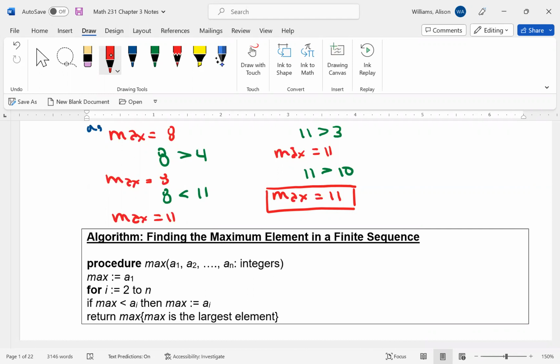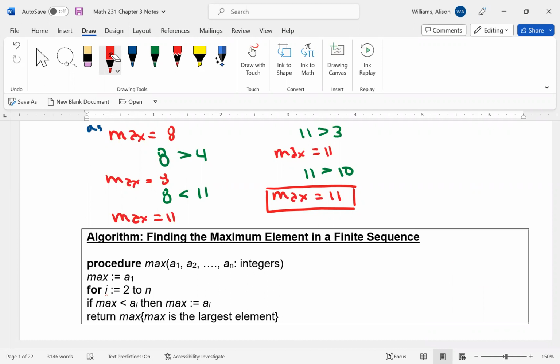Often we use a sub i to refer to the ith term in a sequence. That's a common mathematical notation. So i or j, those get used a lot. When they say i goes from 2 to n, they're referring to a sub 2, a sub 3, a sub 4, a sub 5, all the rest of the terms in the sequence besides a sub 1, because a sub 1 has been assigned to be our temporary max.